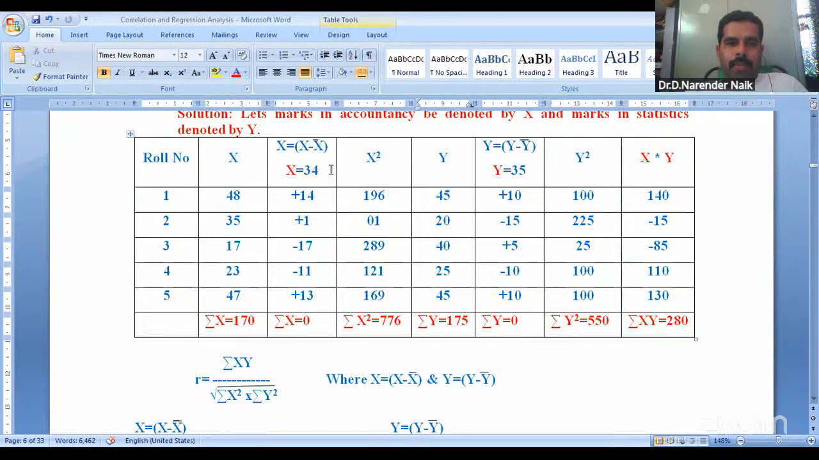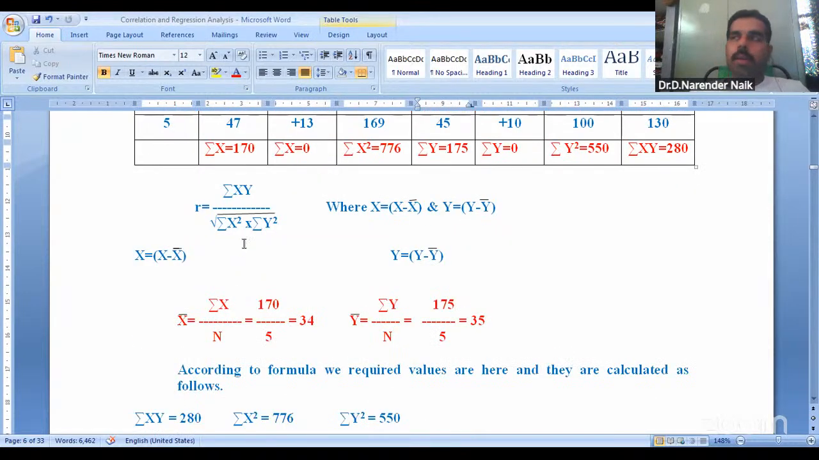Then x into y. X values are 14, 1, 17, 11, 13. Y values are 10, 15, 5, 10, 10. 14 times 10 is 140. 1 into minus 15 is minus 15. Minus 17 into plus 5 is minus 85. Minus 11 into minus 10 is 110. Plus 13 into plus 10 is 130. After doing the calculation, we got sigma xy is equal to 280. So we got all the values.